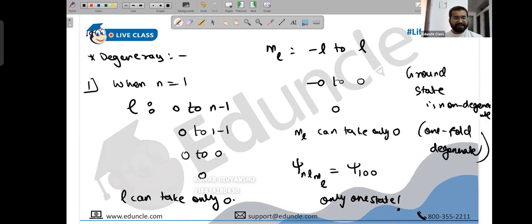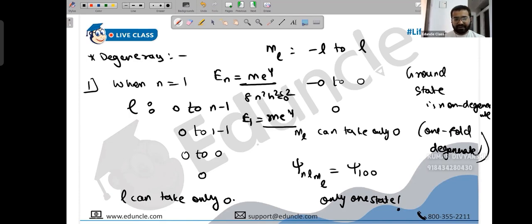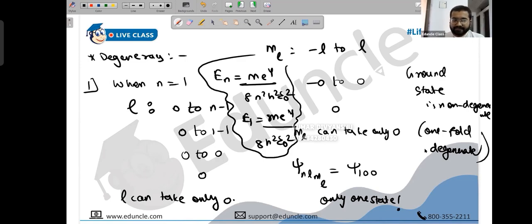Because this state will have only one energy. Energy here will be what, people? Energy here, like we know En, the formula is n square h square... forget it. 8 n square h square epsilon naught square. So here energy would be E1, which is m e raised to 4 upon 8 h square epsilon naught square. Okay. So this is the energy which is shared by only and only just one state, people. I hope you understood this. Tell me if not.